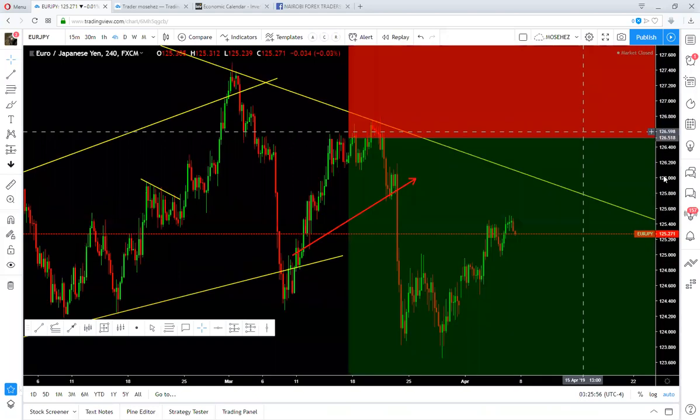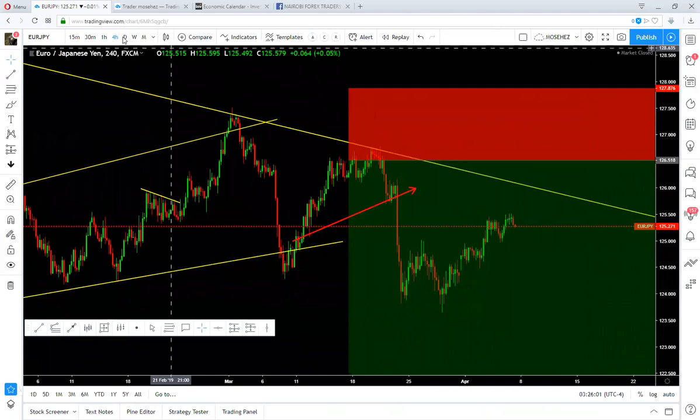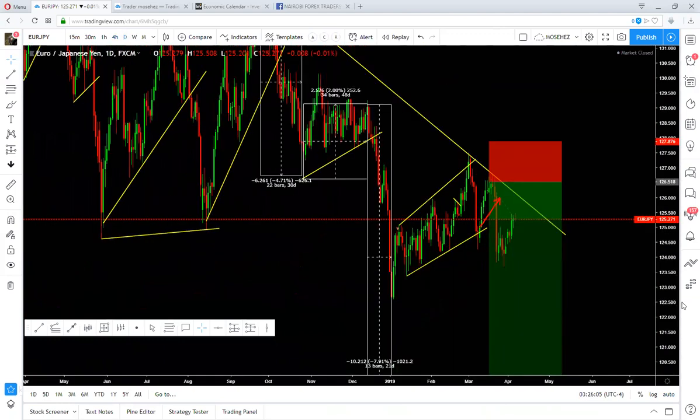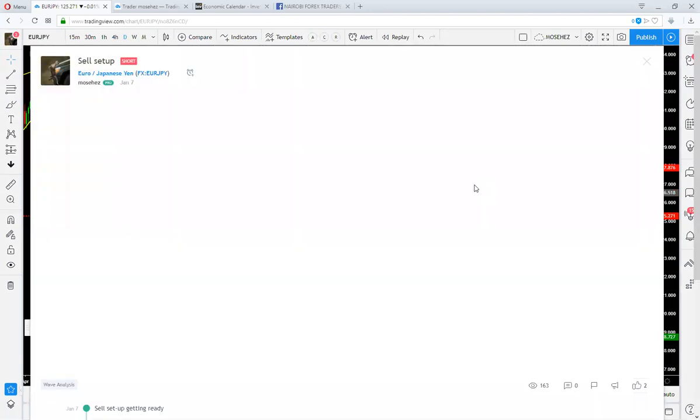So the Euro Japanese yen moves the same way the USD Japanese yen moves. These are trades we have been looking for so long. I've been sharing these trades for so long. We were looking for it at this particular point, at this particular point, at this particular point.